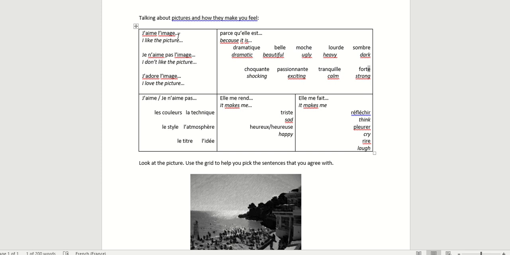So anyway, you'll just say what you like about the picture, what you don't like. J'aime, we've had that already, that's I like. Je n'aime pas. And then you could say les couleurs. I'm going to let you work that out. La technique, and again that's the way it's painted.